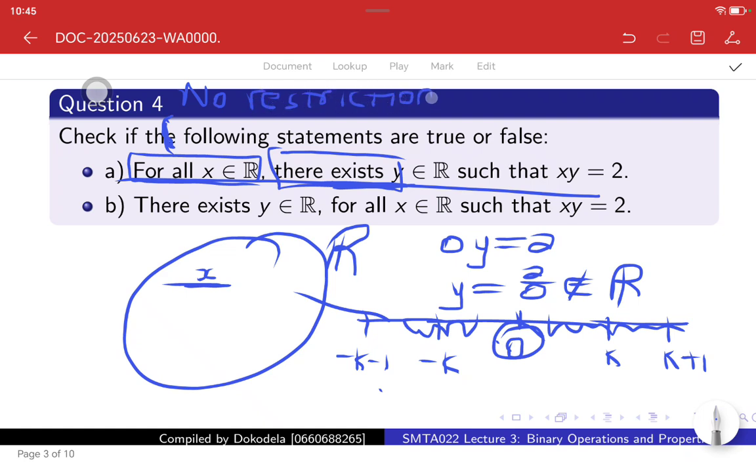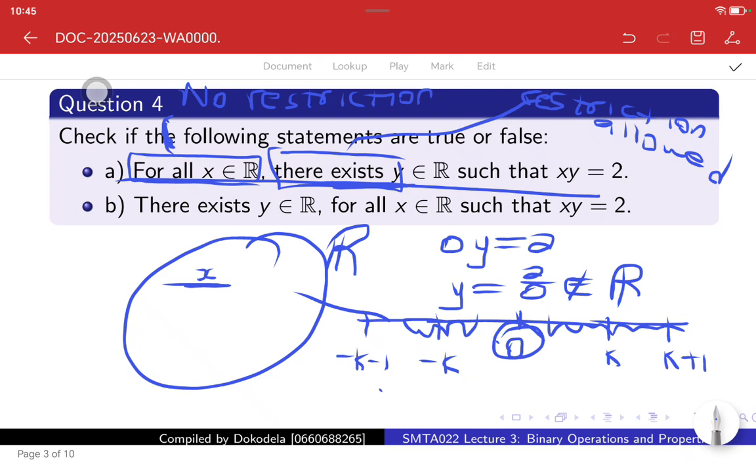In SMTA022, I call this one no restriction, and then I call this one restriction allowed. So here, restriction is allowed, and on this one, for all is not allowed. So whenever your statement starts with for all, just know restriction is not allowed.